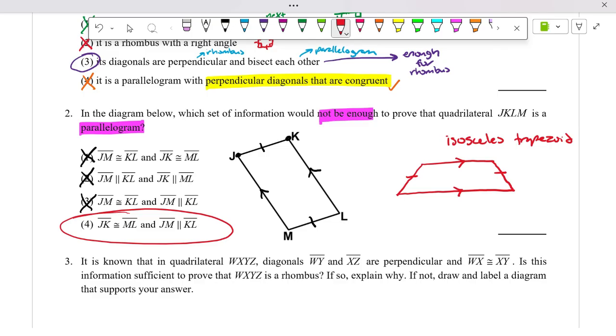So essentially, if you want to prove a parallelogram, you need one of three things. At least when it comes to sides, you either need to show that both sets of opposite sides are congruent, or you need to show that both sets of opposite sides are parallel, or you need to show that one set of opposite sides are both congruent and parallel. All right, that's how you can prove a parallelogram. Does that make more sense? Okay, good.